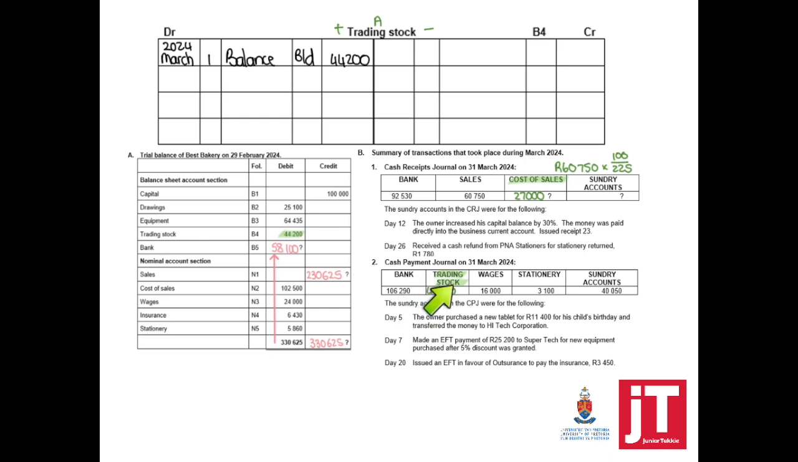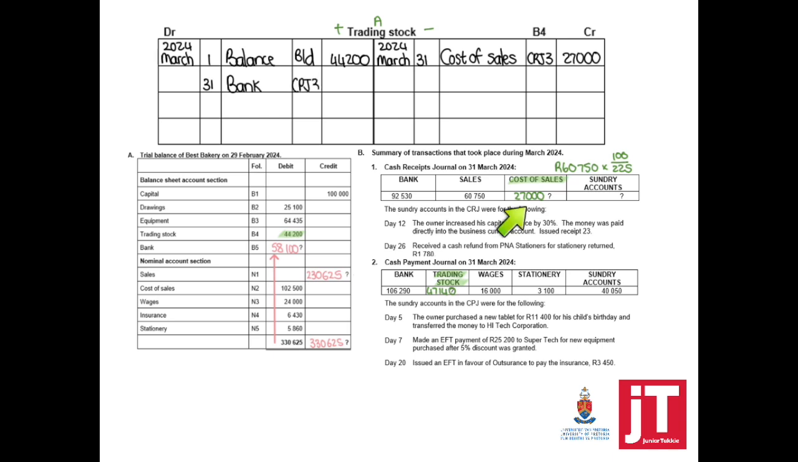To solve trading stock, when we purchase trading stock, our assets will increase. You've learned from the CPJ, bank is credited, the rest is debited. So for us to get the trading stock figure, take bank minus wages minus stationery minus sundry accounts. Now we can take it to the general ledger, and we start with March 2024 on the 31st. From the cash receipts journal, my cost of sales is 27,000.